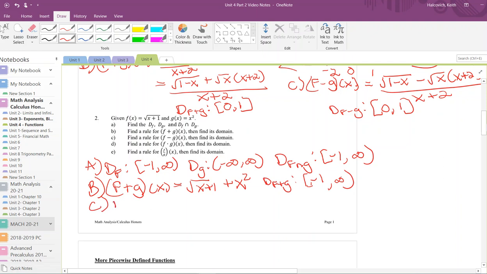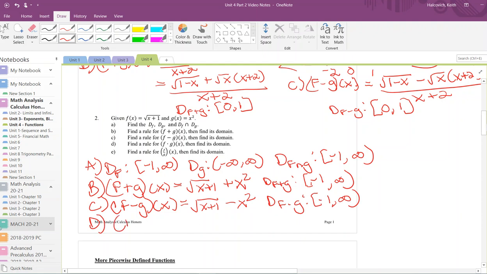For part C, f minus g is going to be the square root of x plus 1 minus x squared, where the domain of f minus g is from negative 1 to infinity. And then for part D, it says f times g, so it's going to be x squared times the square root of x plus 1. The domain of f times g is still from negative 1 to infinity.